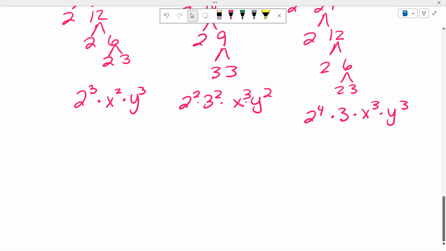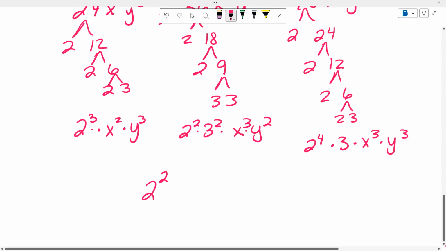Now, does 2 appear in all of them? Yes. What's the lowest power 2 appears to? 1. Blake, instead of shouting out answers, look, think, and then say the answer. Does 3 appear in all of them? Yes, it does, because I forgot a 3 here. And that was my fault. I apologize. 3 appears in all of them.